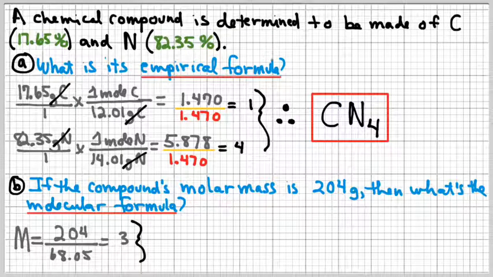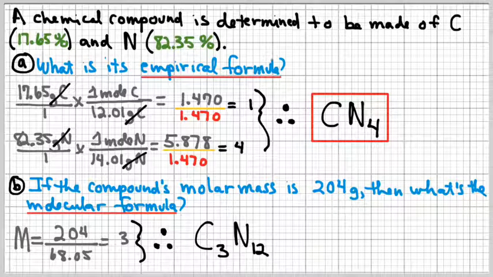They're the ones who provided the mass. So I'm going to multiply my empirical formula by 3, and I end up with the true formula for this compound. It is C3N12. You always have to be given the molar mass if you're going to find the molecular formula.